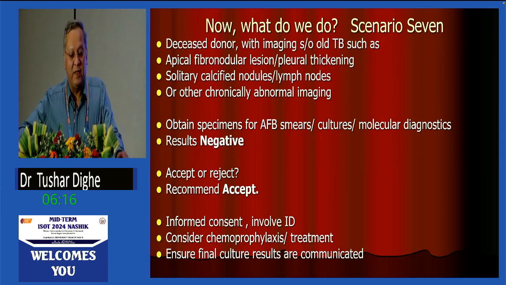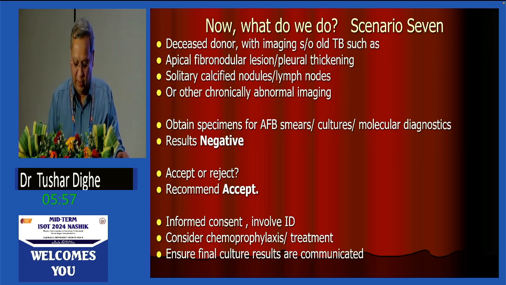Now there is a common scenario where the patient has imaging suggestive of old TB, apical fibronodular lesions, solitary calcified nodules, other chronically abnormal findings. The molecular diagnostics results are negative. Then should we accept or reject? We should accept, and we should once again consider chemoprophylaxis or treatment.